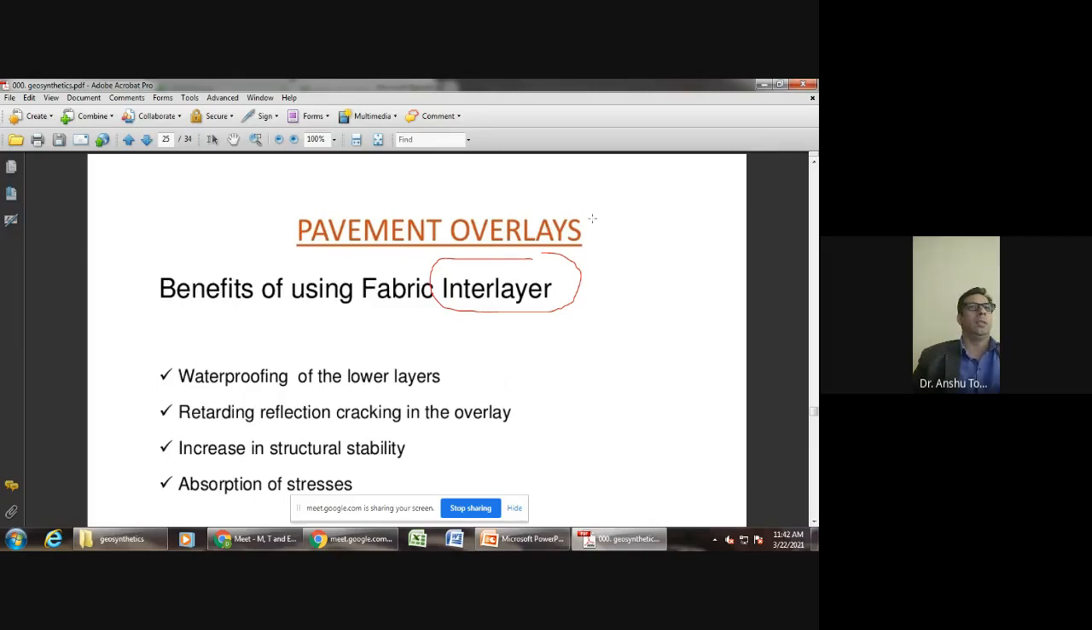Pavement overlays, we know, can be in two ways: either quite above, close to the asphalt, or in intermediate layers between different subgrade layers of the pavement. The benefits are waterproofing of the lower layers, retarding reflection cracking in the overlay, and an increase in structural stability due to proper stress distribution and absorption of stresses.